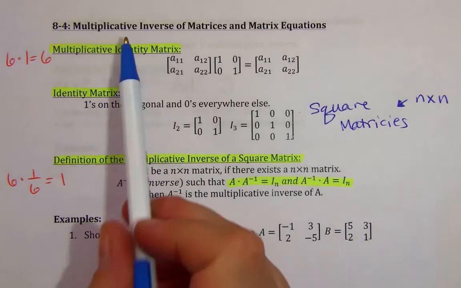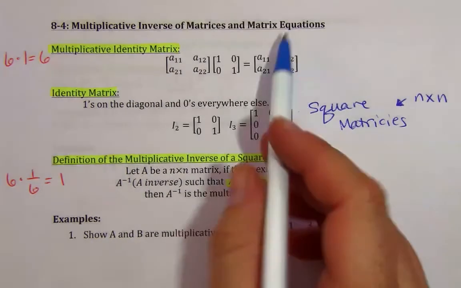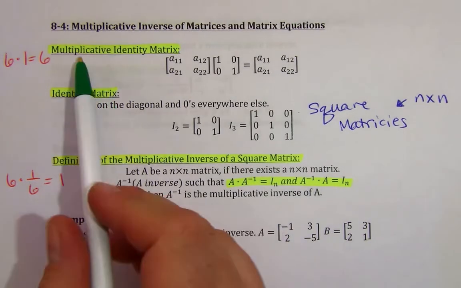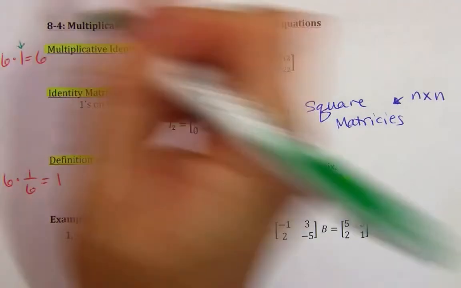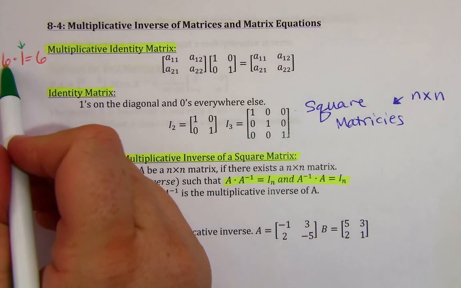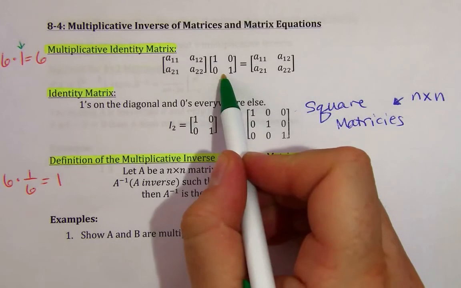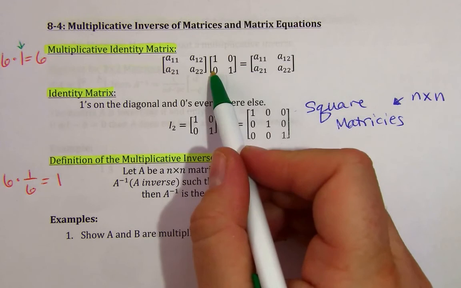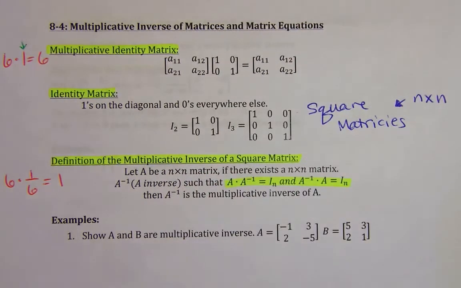Okay, so this is 8-4, and we're talking about multiplicative inverses with matrices now, and we can also look at matrix equations. Now there's some terminology that we can relate to stuff that we already know. For example, multiplicative identity is like the number 1. So if we multiply some number, say 6 by 1, we still get 6. That's what this is right here for matrices. Having 1s down the main diagonal and 0s everywhere else, we still end up getting the same original matrix here.